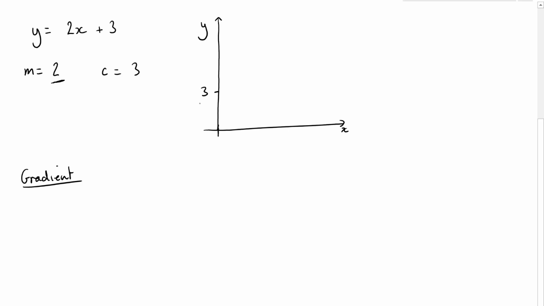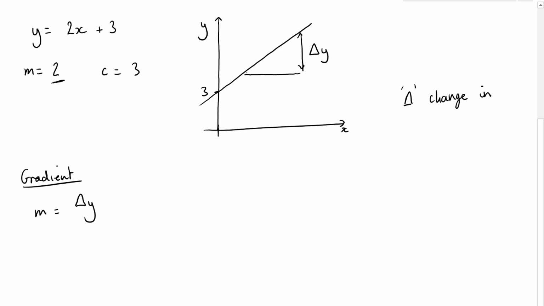So if I take this line here, for example, the gradient is defined as the change in y here, which I'm going to note with this delta y. So gradient is delta y. This delta, this triangle delta, just means the change in. So it's the change in y divided by the change in x. So it's essentially a rate of change. We're saying if we move across one step on the x-axis, how far do we actually move up on the y-axis? And that is the gradient.